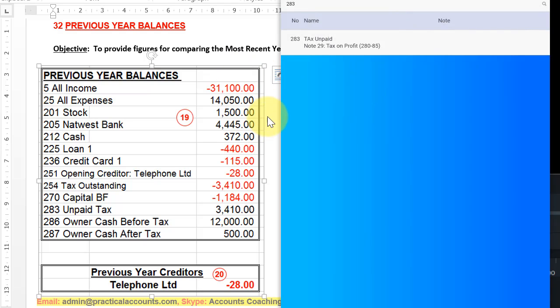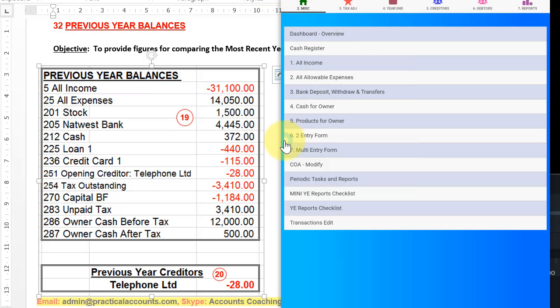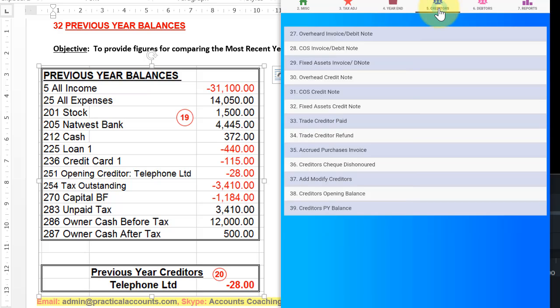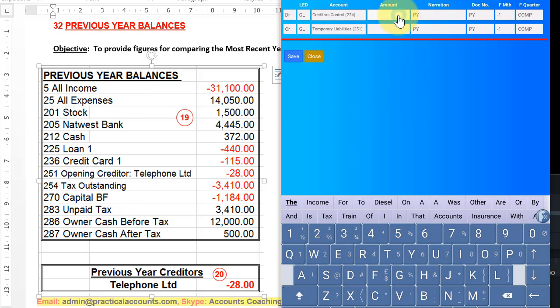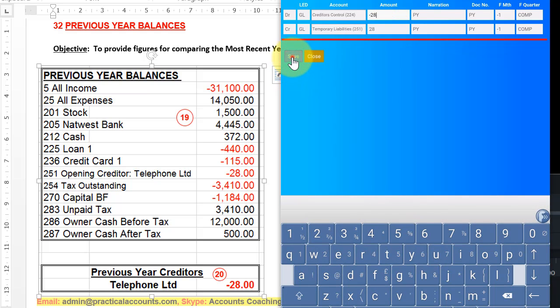And then the very final task regarding previous year balances is transferring 3410, minus 28 from the temporary creditors to the creditors control account. Now we have a special form in the creditors module for recording the creditors previous year balance. So on this form, all we need to enter is the amount, and the amount is negative 28. Negative 28, and we click save.